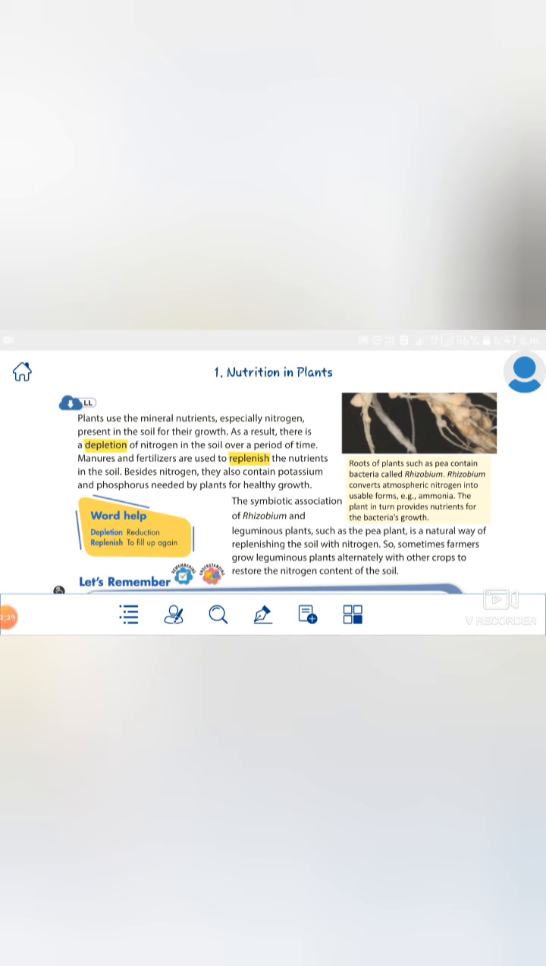So which plants will be grown? Bean, peas or gram. This practice is known as rotation of crops. These crops produce nitrogenous substances in their roots and make the soil fertile. That is replenishment of nutrients in the soil.